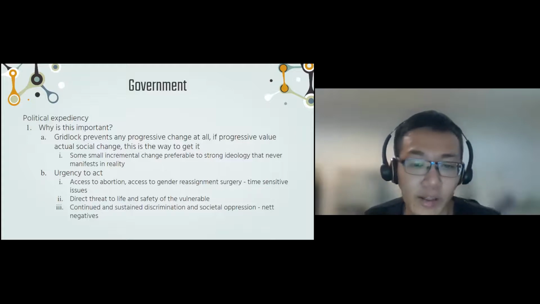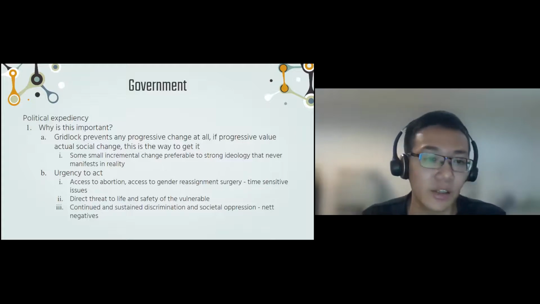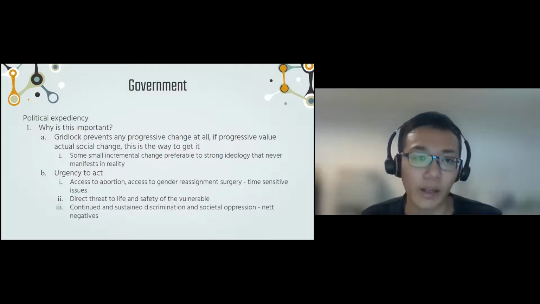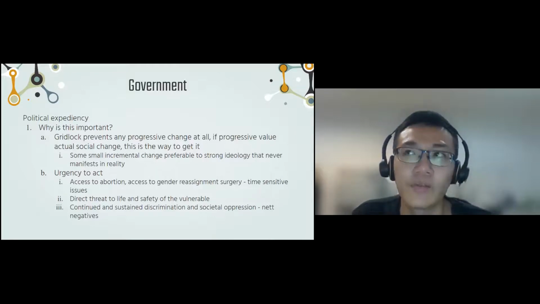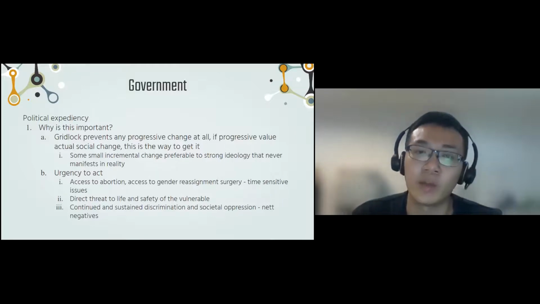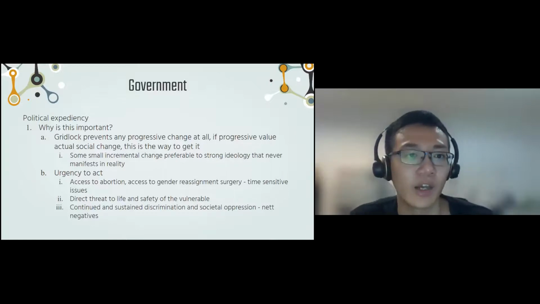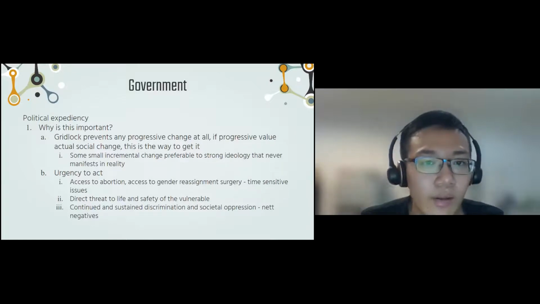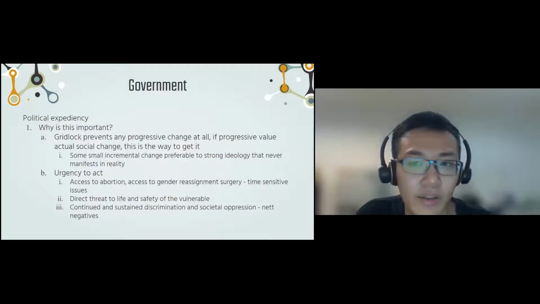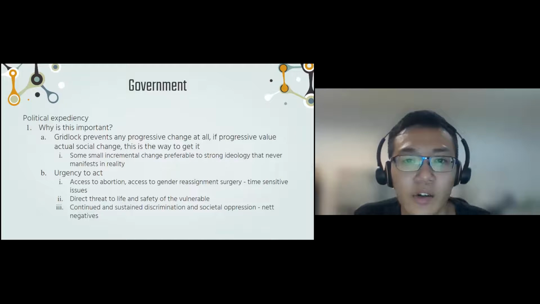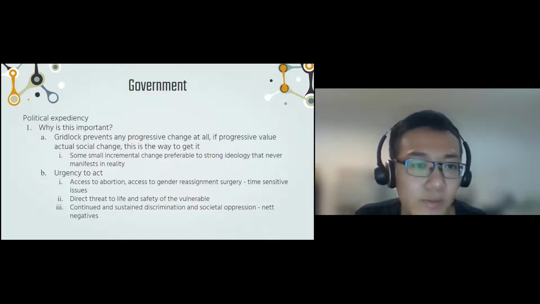Right? Continued and sustained discrimination and societal oppression are things that are net negative. So there's an urgency to act, which is why the time frame comparison is important here, given that the sooner you act, the more people that you save and the more people that you help and benefit materially. So that's in terms of impacting the argument as to why expediency and utilitarian things are valuable.